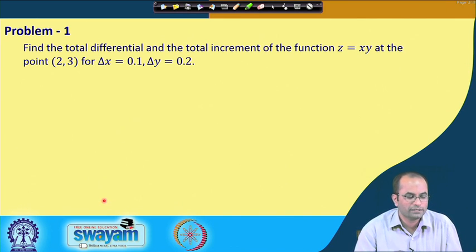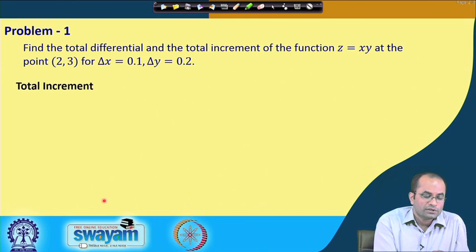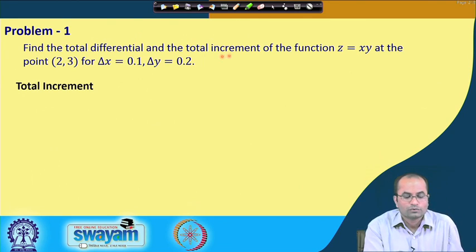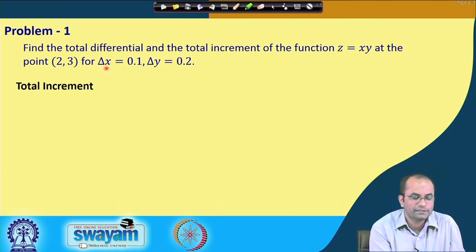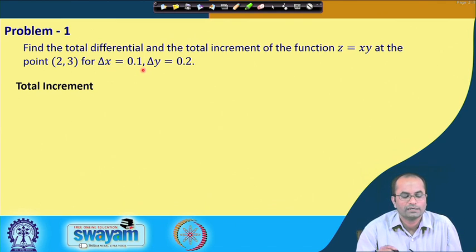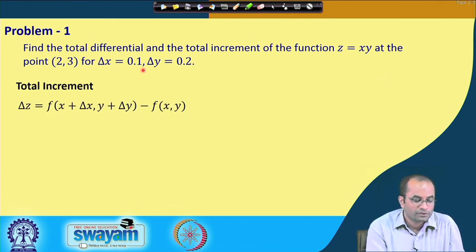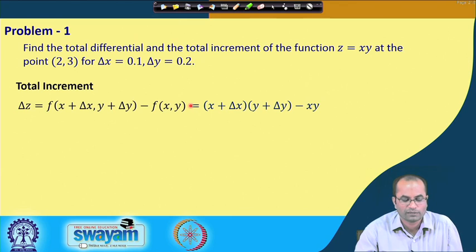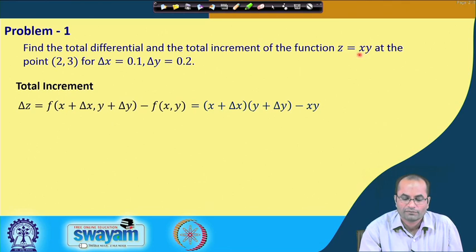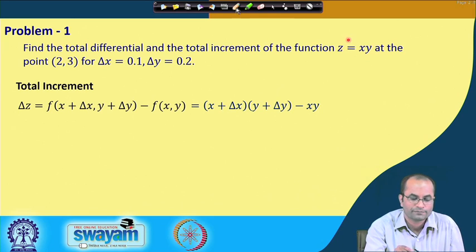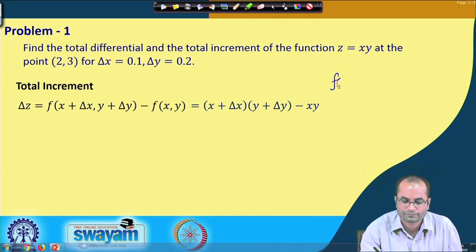So, let us go through quickly two problems. Here, find the total differential and total increment of the function z = xy at the point (2, 3) for Δx = 0.1 and Δy = 0.2. So, the total increment is defined as f(x + Δx, y + Δy) − f(x, y), which is equal to, so this is x + Δx and y + Δy. We can use z = xy, so this is our function f(x, y) = xy.